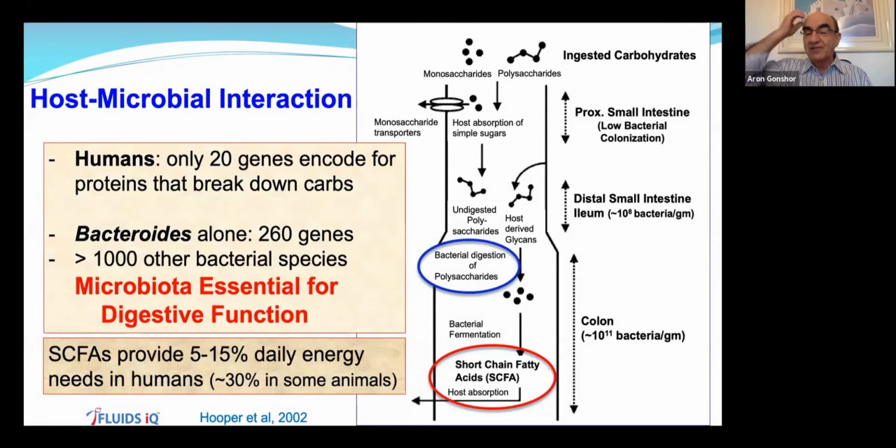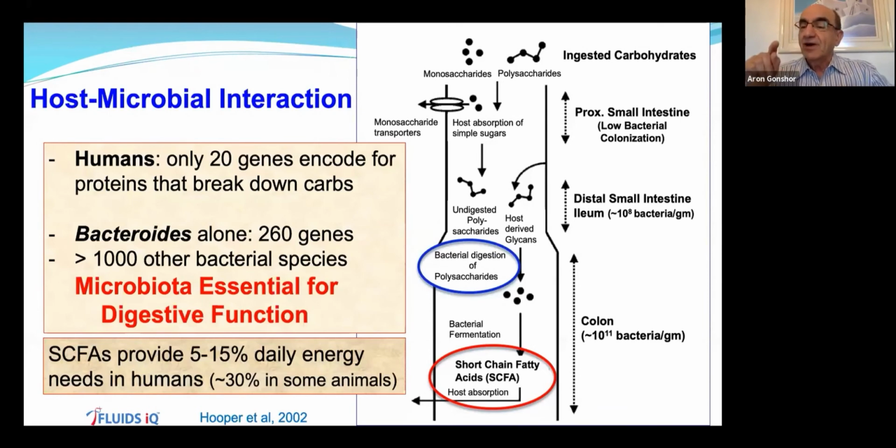We do know, by the way, if you go into the gut and into the colon, that when it comes to polysaccharides, humans cannot break them down. They've only got 20 genes that encode for the proteins that break down carbs. So what's breaking down the carbs? Well, we know it's being broken down by bacteria. Bacteroides alone have about 260 genes, at least, that break down polysaccharides.